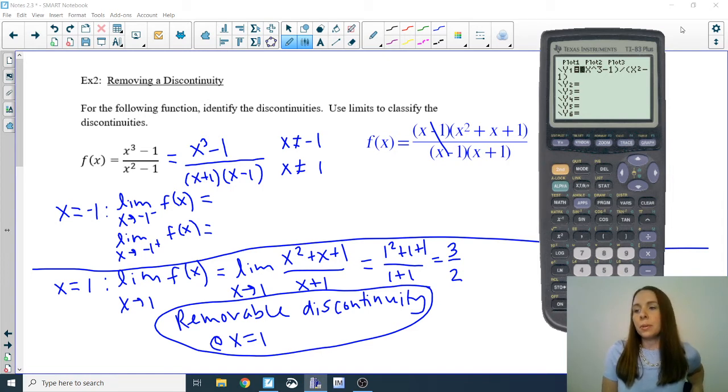All right, so what we were looking at here is what's happening with our limit as x approaches -1 from the left and the limit as x approaches -1 from the right.